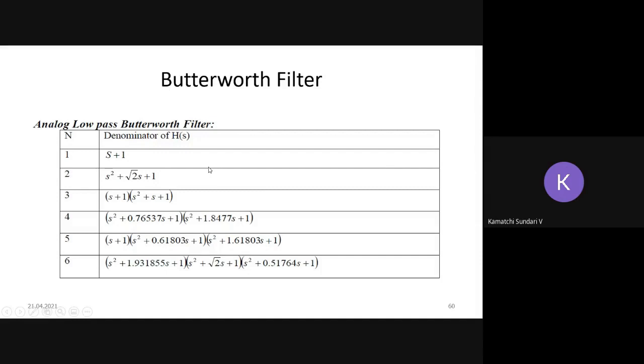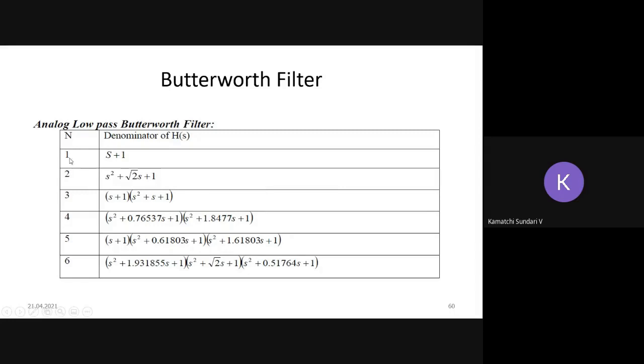In the H of s equation, in the denominator portion, depending upon the order N, we will have the equation right over here. We have to select from this table, but the numerator value will always be equal to 1. In the design of the low pass Butterworth filter, the numerator of H of s will always be equal to 1, and the denominator of H of s will be taken from this table.